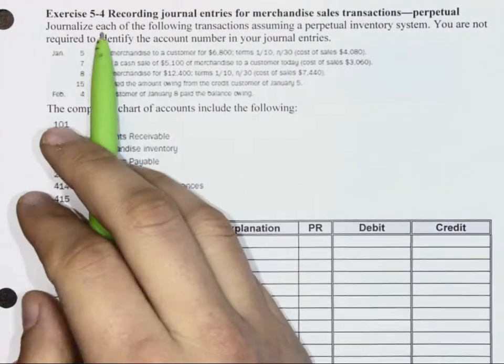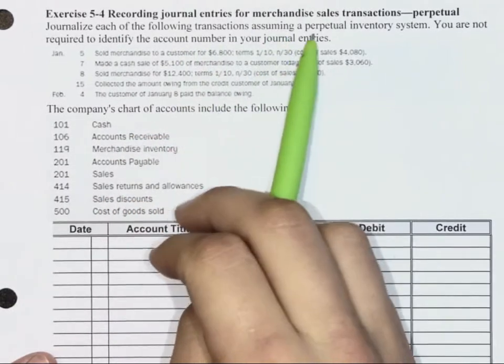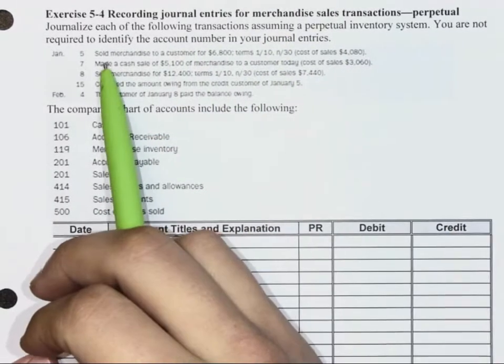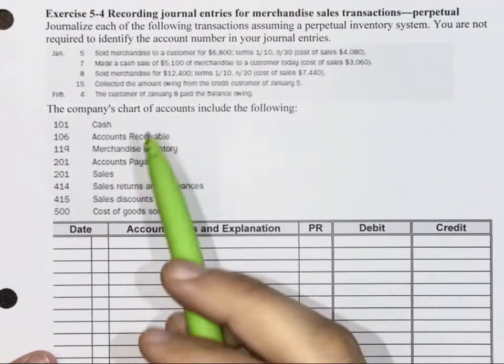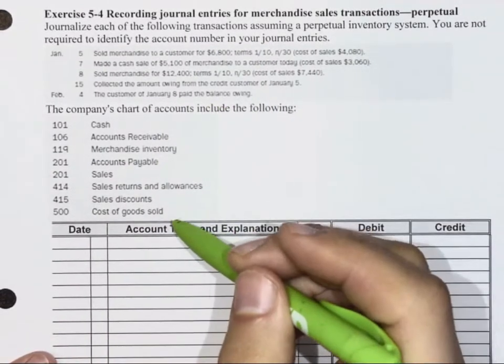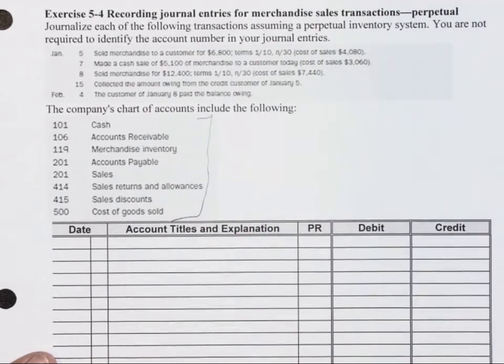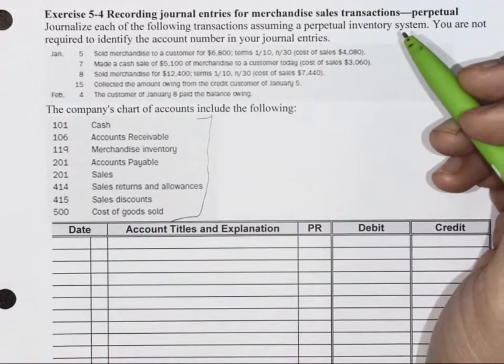Alright, we're going to journalize each of the following transactions, assuming a perpetual inventory system. You're not required to identify the account number in your journal entries. So here we have a chart of accounts we can use.